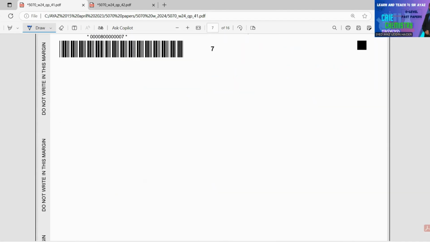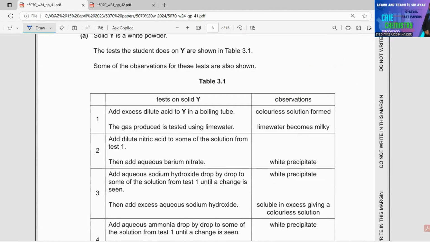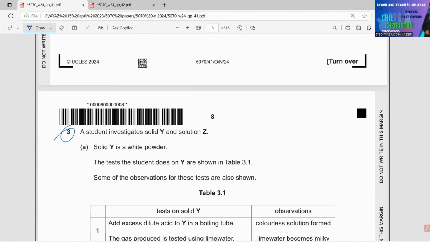Moving to next question, which is question number 3. A student investigates solid Y and solution Z. A. Solid Y is a white powder. The tests the student does on Y are shown in table 3.1. Some of the observations for these tests are also shown.